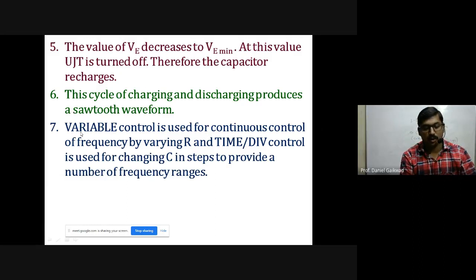Now, number 7, the variable control is used for continuous control of frequency by varying R and time per division. The control is used for charging C in steps to provide a number of frequency ranges. So charging and discharging can be varied by the resistance R as well as time per division. These knobs are provided on the front panel of the CRO. With the help of that, we can change the timing interval for charging and discharging, from minimum to maximum and maximum to minimum.